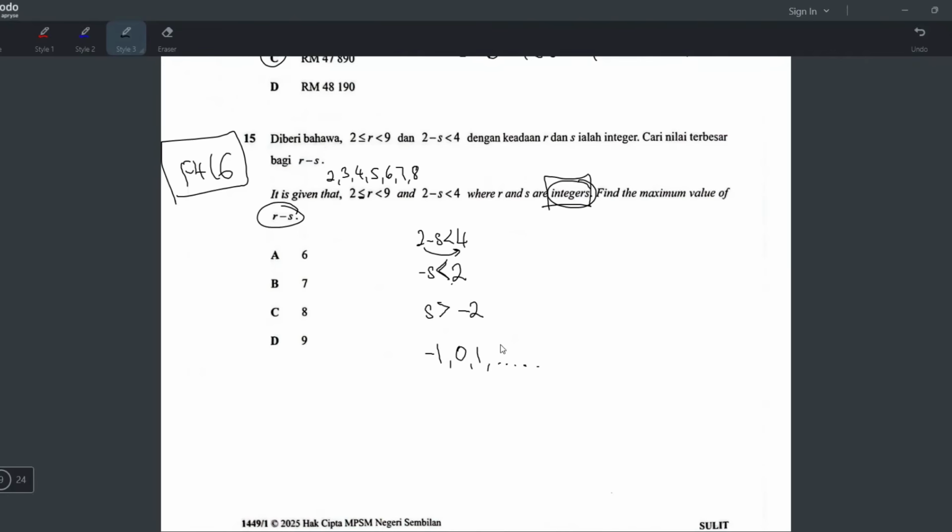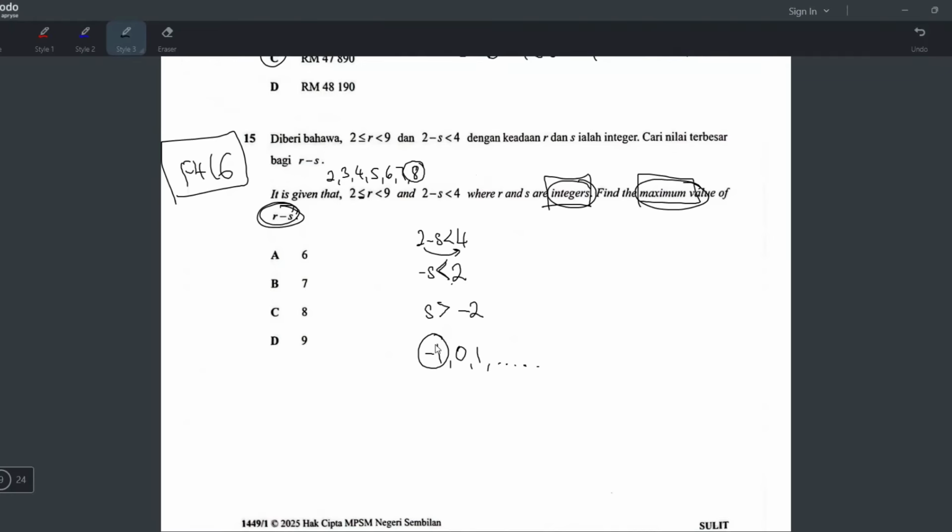There's so many. Okay, now what is the maximum value of R minus S? To find the maximum value of R minus S, you have to make sure you choose the biggest number for R, and then choose the smallest number for S, because you want it to be maximum. Imagine if you want the difference to be maximum, of course you must choose the answer that is furthest apart. You understand? It means the distance between them is the furthest.